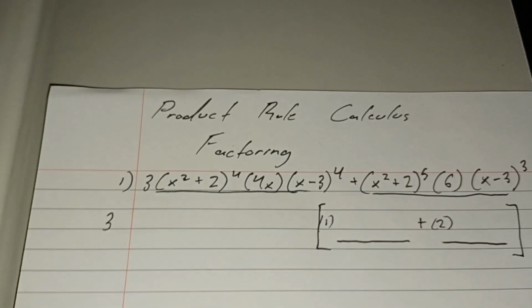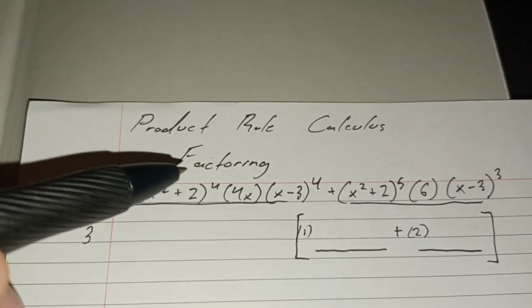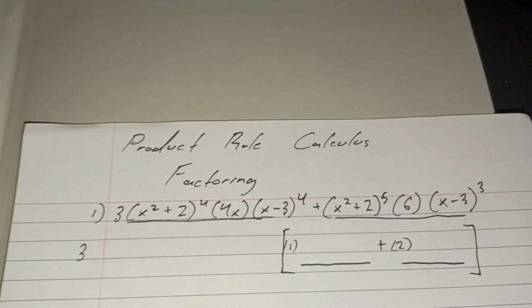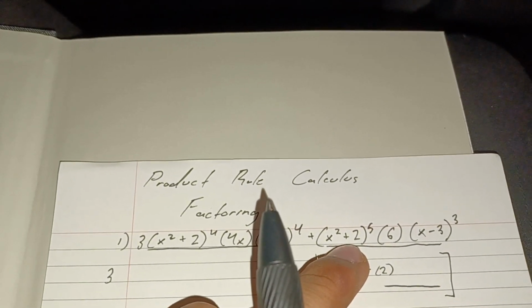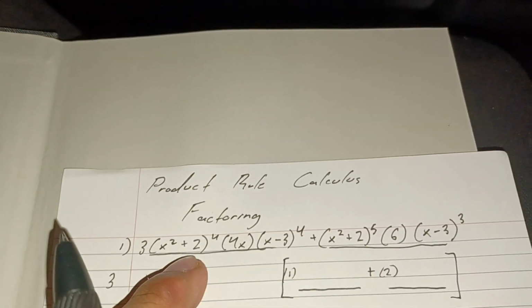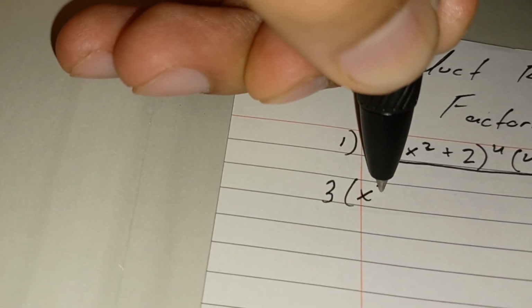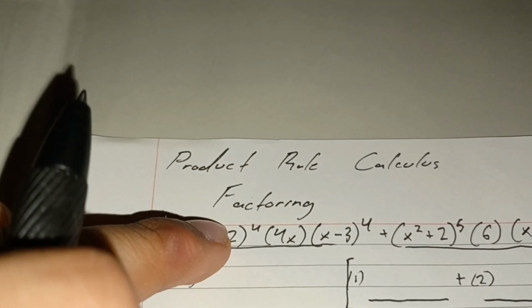So what else do we have in common? We have (x squared plus 2) raised to the 4th power, and we have (x squared plus 2) raised to the 5th power. We can only factor out the smaller one, because we can't factor the bigger one out of the smaller one. You get what I mean? Let's see that in action. So we have (x squared plus 2) to the 4th power. You can only factor that one out of that one.